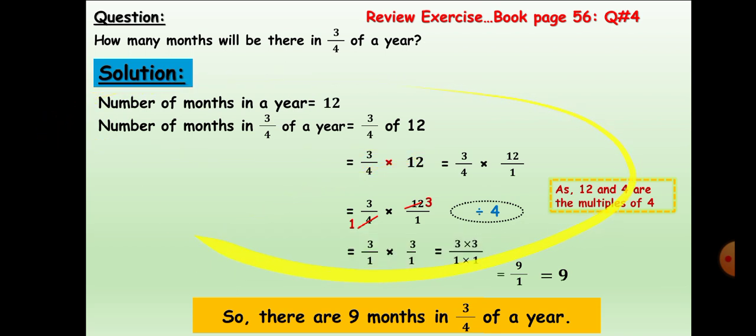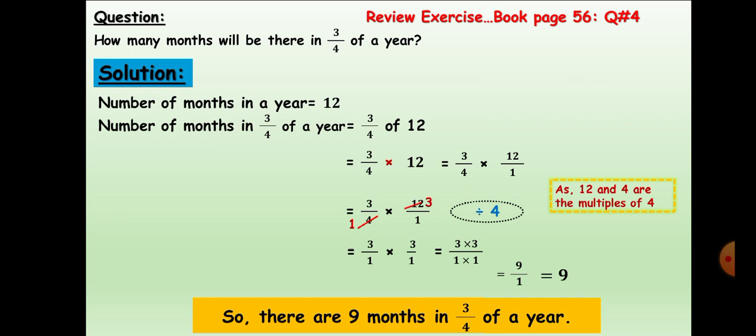Here is another problem you can do: how many months will there be in 3/4 of a year? For that, the solution is as follows. The number of months in a year equals 12. The word "of" tells you to do multiplication. The number of months in 3/4 of a year equals 3/4 of 12. So "of" turns into multiplication. Put 1 under the 12. That means the fraction is 3/4 multiplied by 12/1.